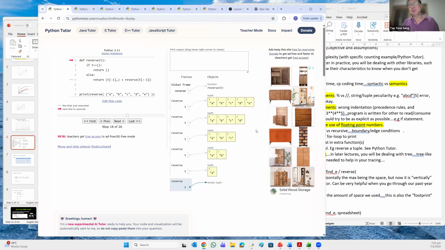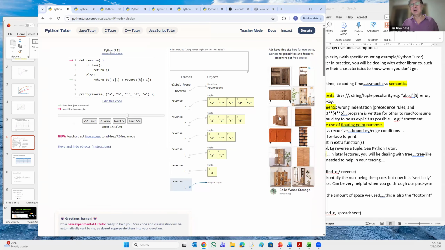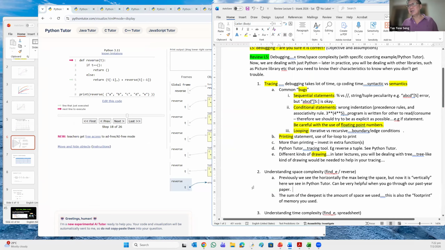Whereas this one, I cannot put everything in one line. The drawing in this manner is clearer. It's less ambiguous. It looks as if it is vertical, but actually it's the same as this guy. You should list all these things one after another, next to each other, in the system storage. All right, so this is the space. In the Python Tutor, it seems to be vertical, but it's not vertical.